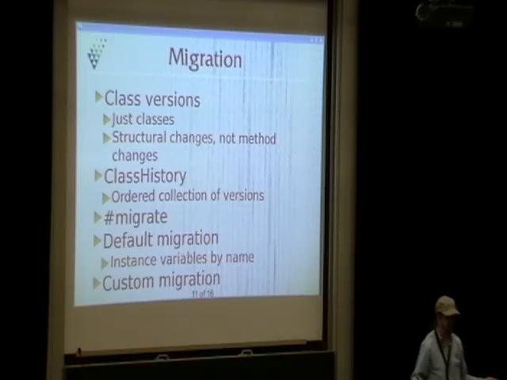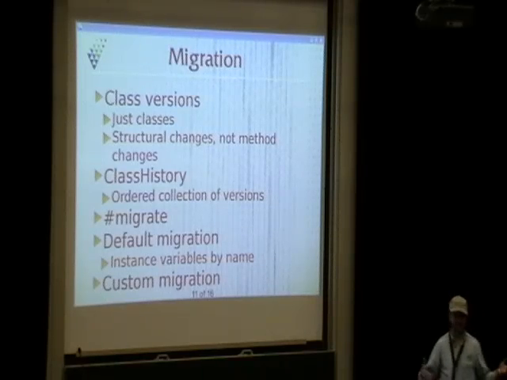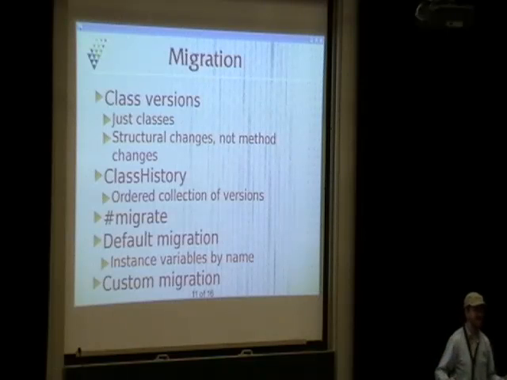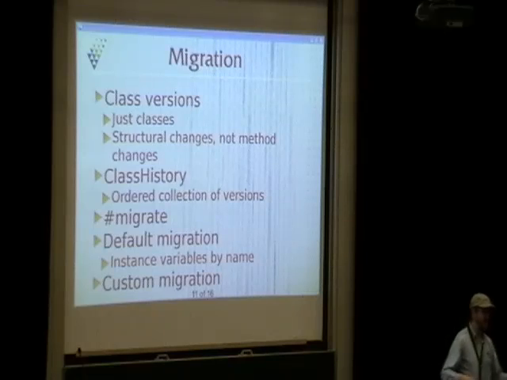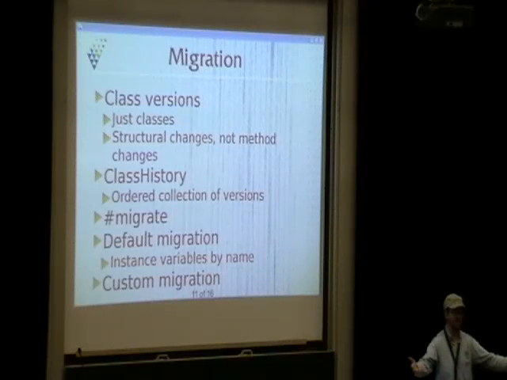Well, okay, so class versions sound kind of like, oh, what's that? That's a kind of a scary concept. Well, they're just classes. Every version of a class is really just a class. So version 1 of class foo and version 2 of class foo are really just different classes. They just happen to have the same name.